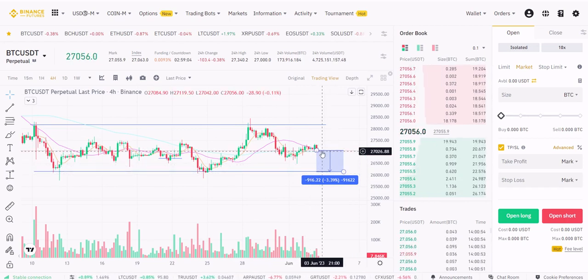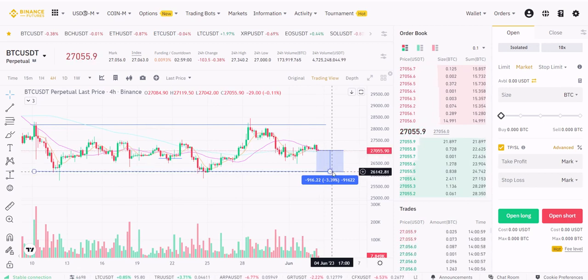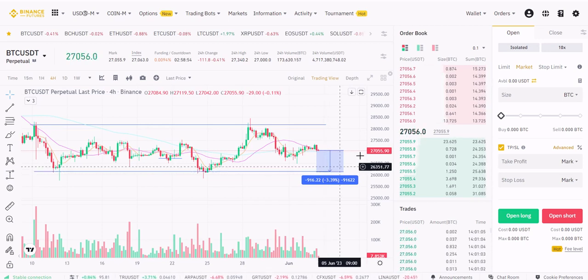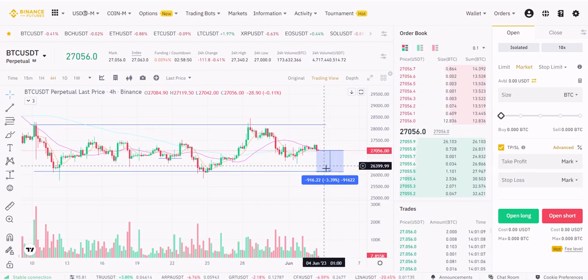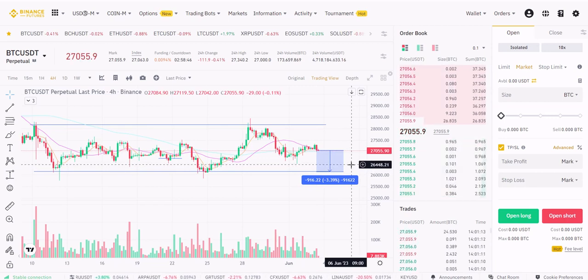So let's talk about what we would gain here. At this price, at 1x, it would be 3.4%. But if you use 10x, just a short from here to here is going to gain you about 34%. That's actually really good. I consider this a low risk trade.